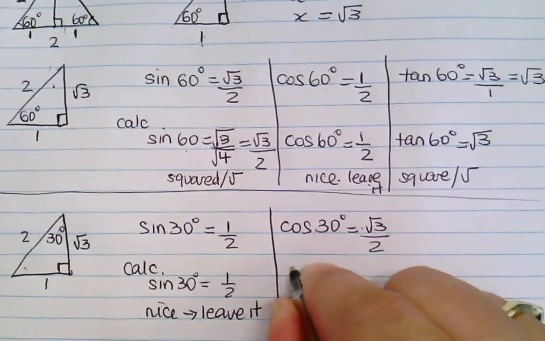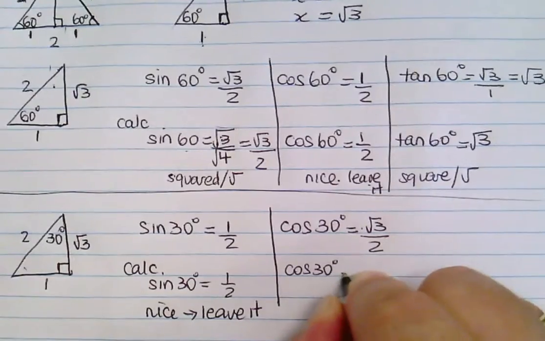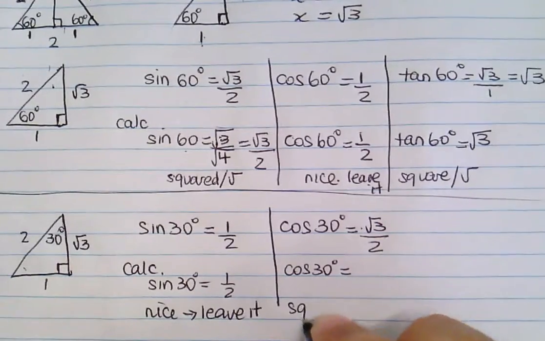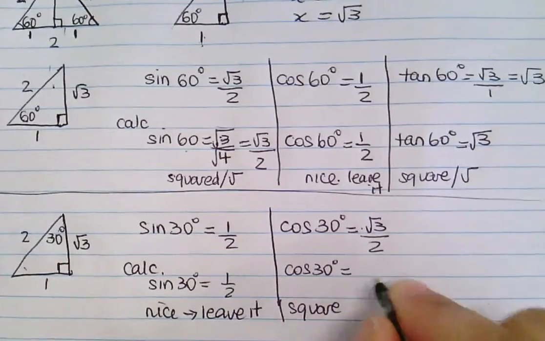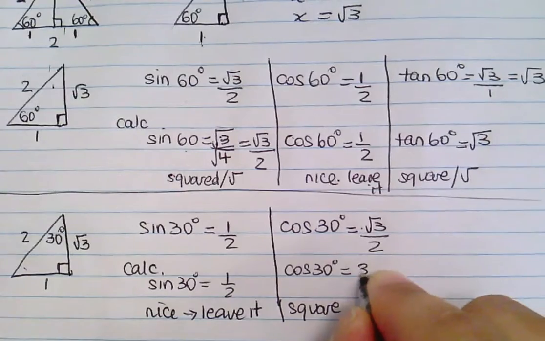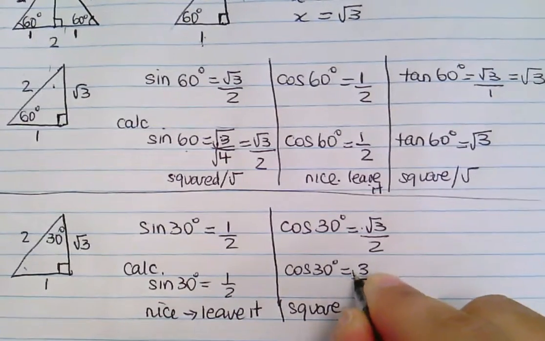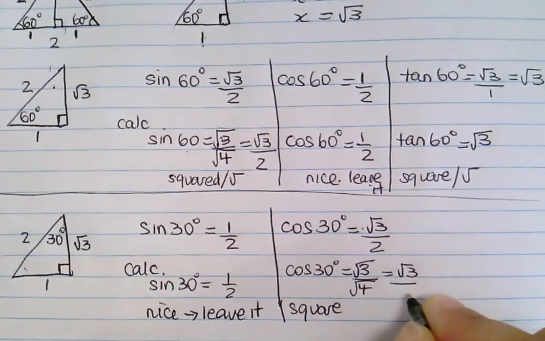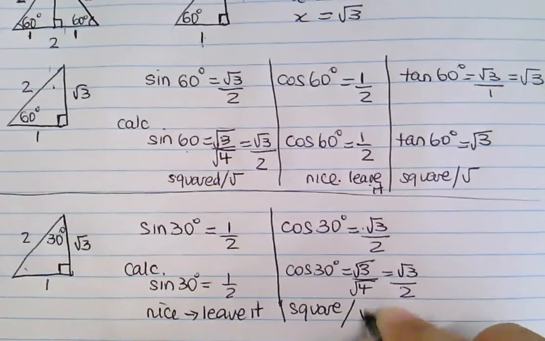All right, let's do it on the calc. Cos of 30. It's horrible. 0.866. Horrible. Square it. And then, what do you get if you square it? 3/4. Square root it. What do you get? Root 3 over 2.